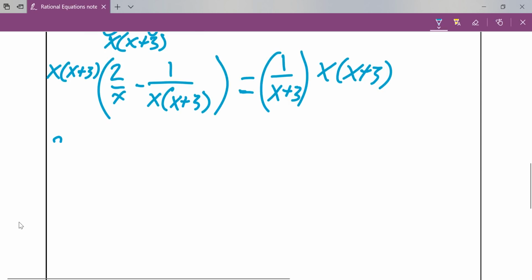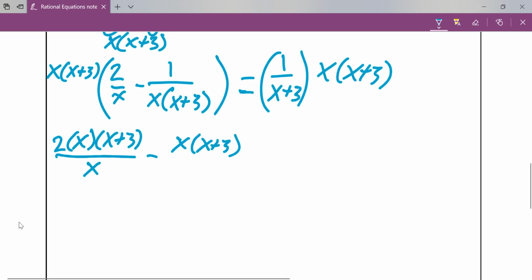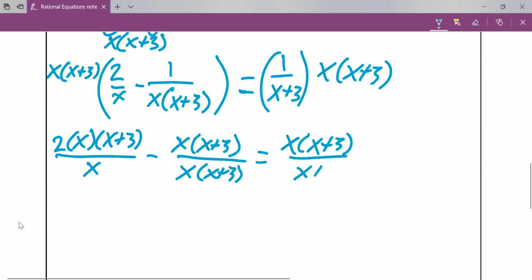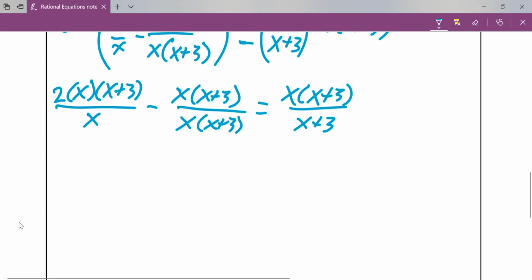And so we have 2 times x. When we distribute this into this expression, we have 2 times x plus 3 all over x minus x times x plus 3 all over x times x plus 3 is equal to x plus 3 all over x plus 3. So now we're going to go through again, just like each of the other ones, and simplify.